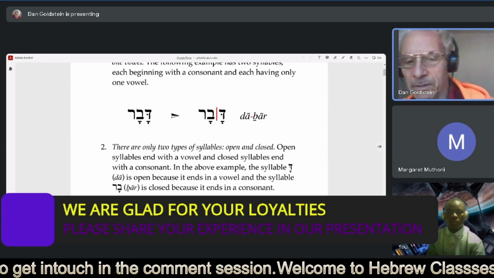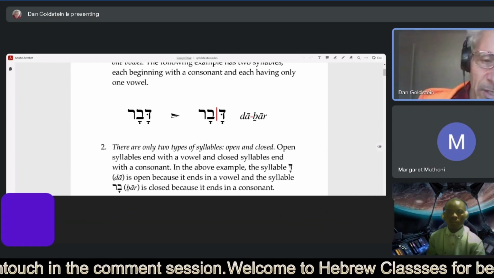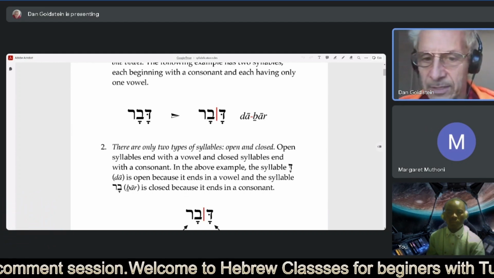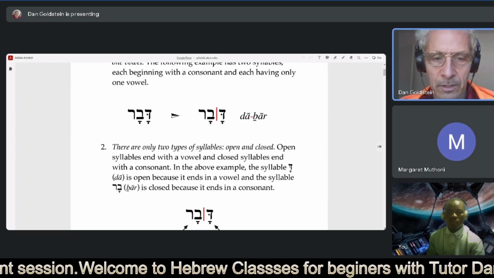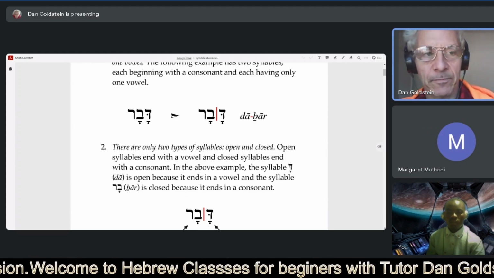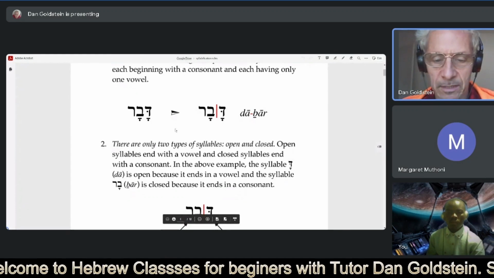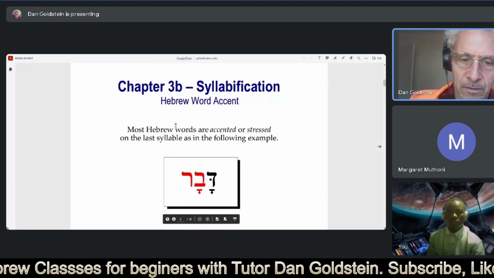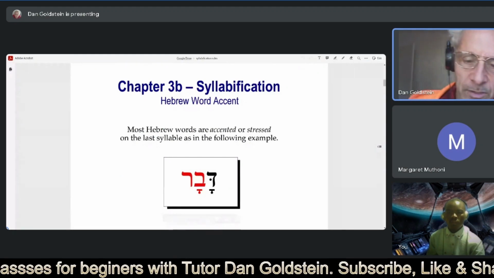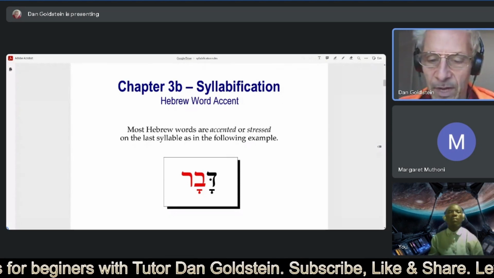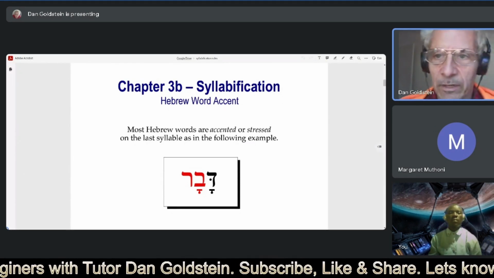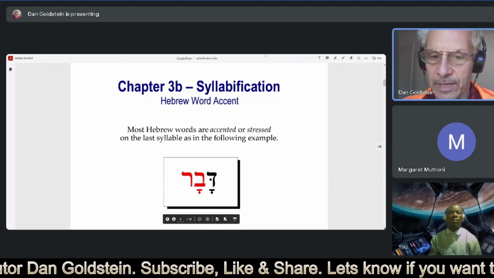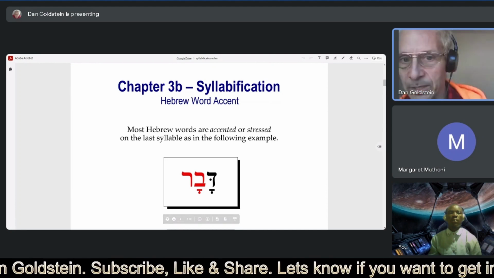This will be helpful in connection with our pronunciation and understanding which syllables take the accents in Hebrew words. Most of the time, as we've already discussed, Hebrew words are accented or stressed on the last syllable, as in our example, davar. But we are coming across certain situations where we'll need to understand that the accent will fall elsewhere.